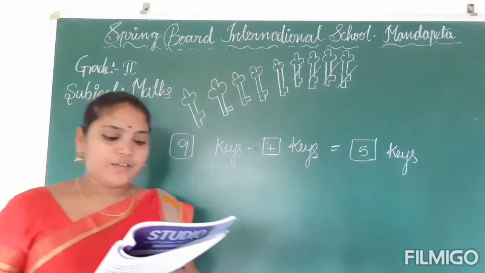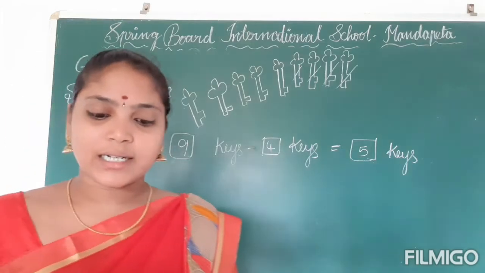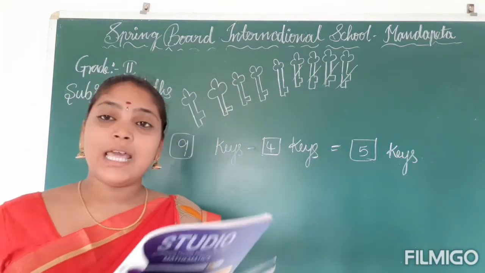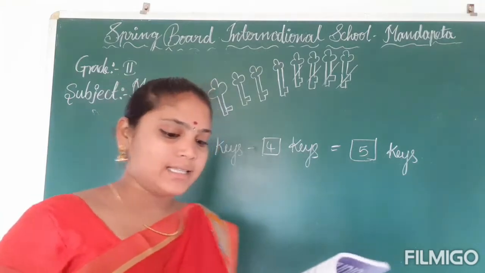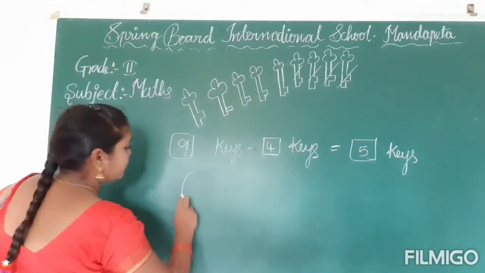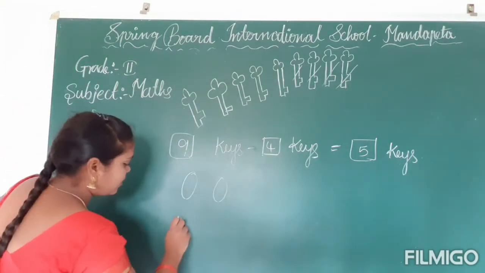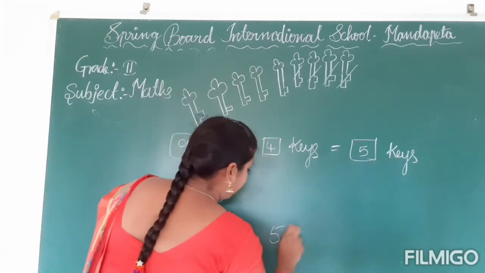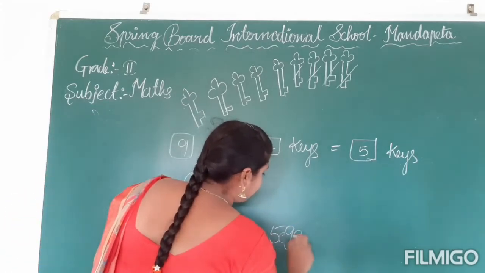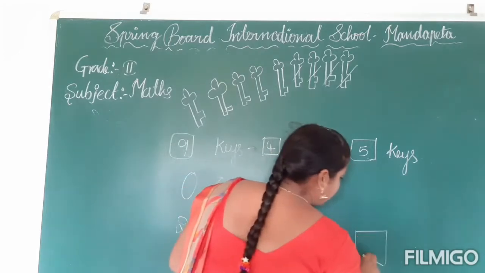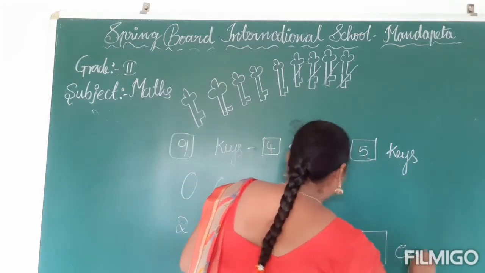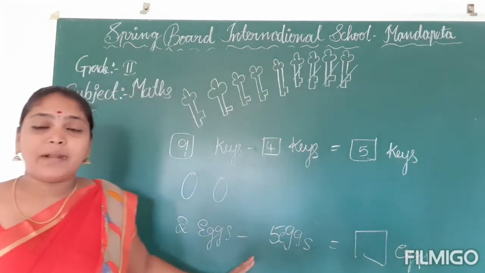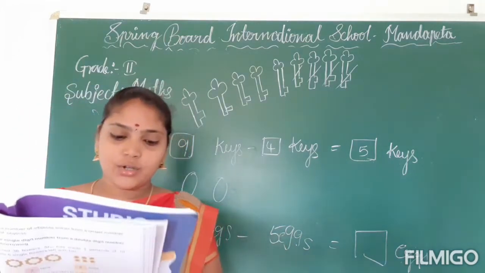So next one, 15 flavors minus 13 flavors. You have to do the subtraction. You have to strike out the 13 flavors and write the answer in the box. Next, 2x minus 5x. Here you have to subtract 5x from the 2x.